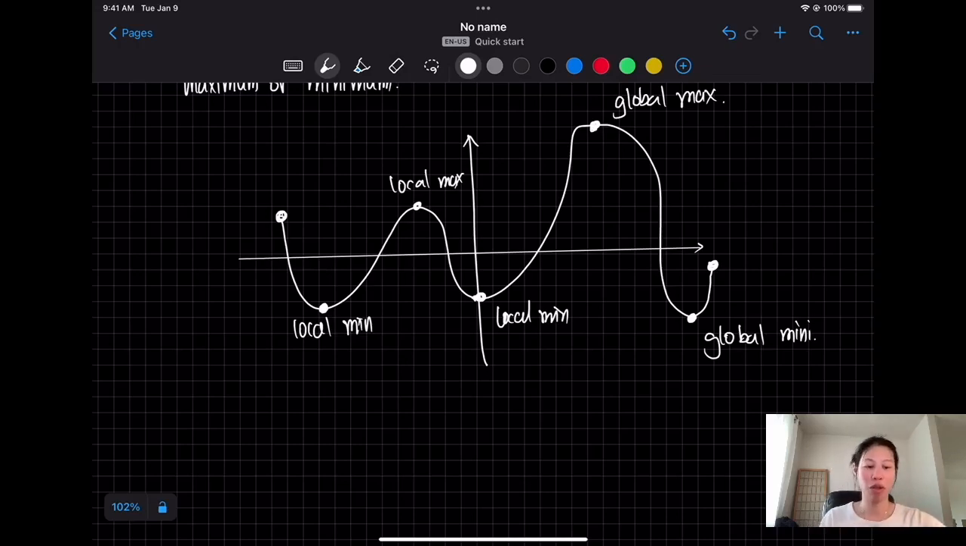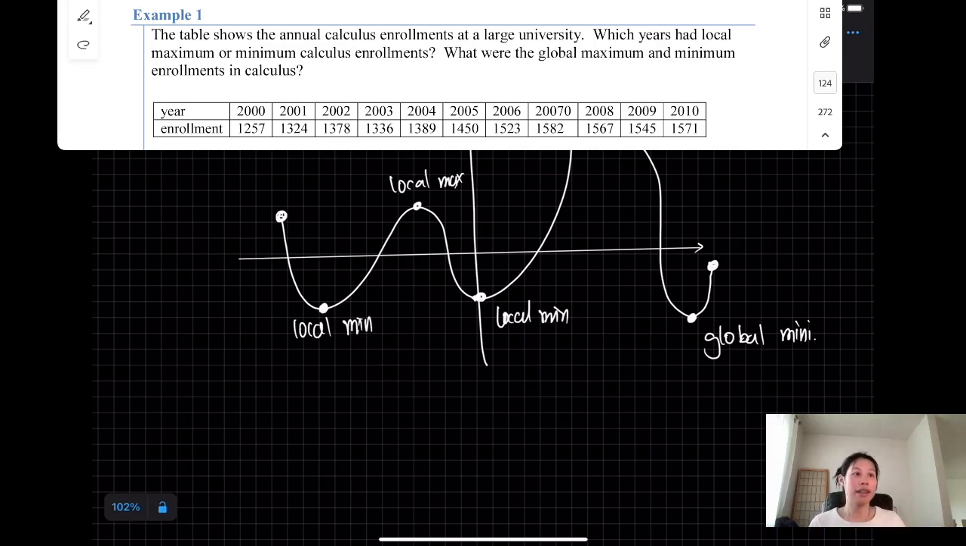Okay, now I'm going to show you an example. The table shows an annual calculus enrollment at a large university.